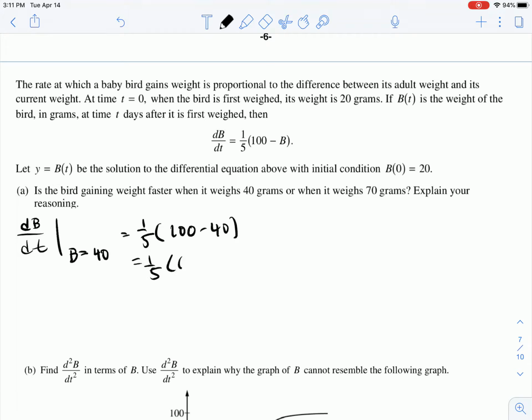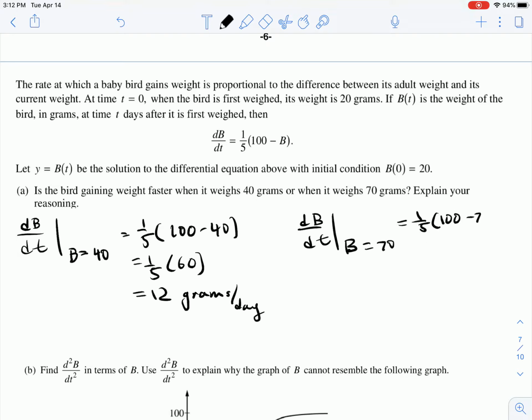So 1/5 of 60 then just gives us 12 grams, right? And this gives us grams per day. That's the rate at which this bird is growing. Now let's look at dB/dt at B is equal to, what was the other weight? 70. So then we're going to say 1/5 of 100 minus 70, 1/5 of 30, and we can just see that that is going to be 6 grams per day.